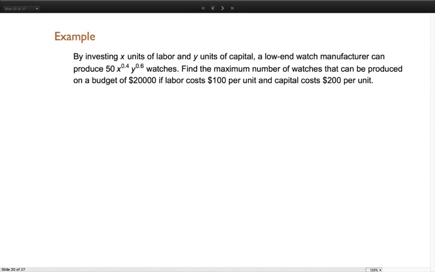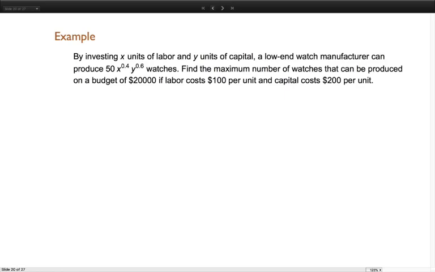By investing X units of labor and Y units of capital, a low-end watch manufacturer can produce 50 times X to the 0.4 times Y to the 0.6 watches. Find the maximum number of watches that can be produced on a budget of $20,000 if labor costs $100 per unit, capital costs $200 per unit. Classical Cobb-Douglas question. I do like the little bit of shade thrown in there about low-end watch manufacturers. This is a fictional company. We don't need to be judgmental about them.